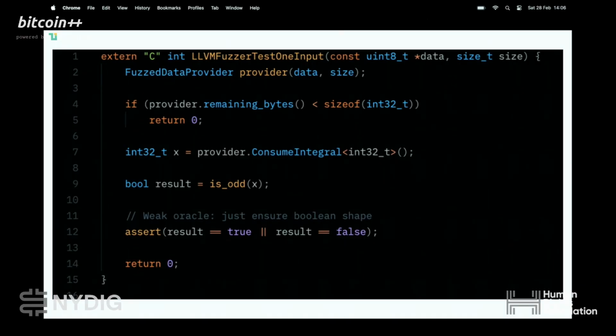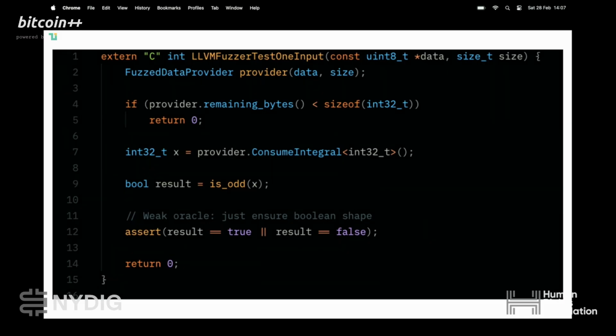Okay, so here we have a fuzz target, and we have a function called isOdd. What I do here is basically consume a number x, then send this number to the function isOdd, then verify the result is basically true or false. This is a very simple fuzz target. It's super simple, but nothing wrong. But I think I can improve this target.